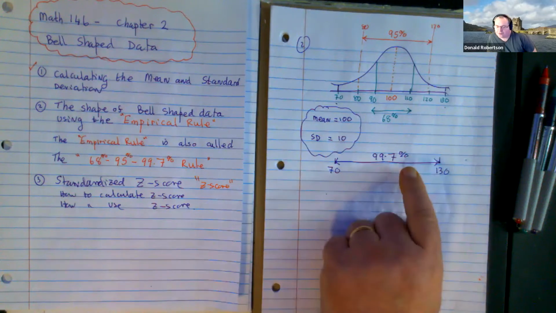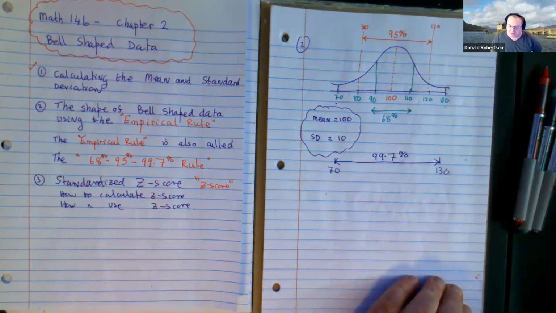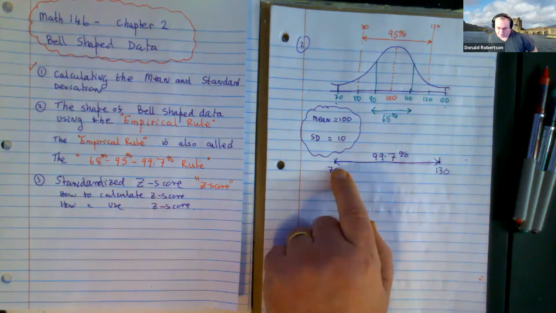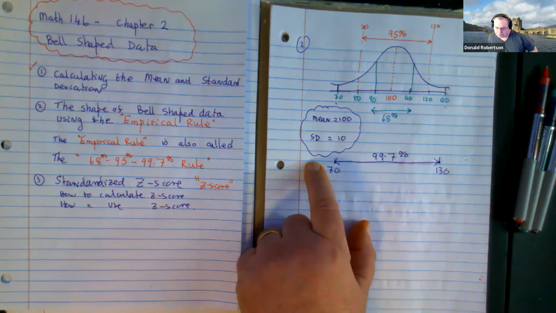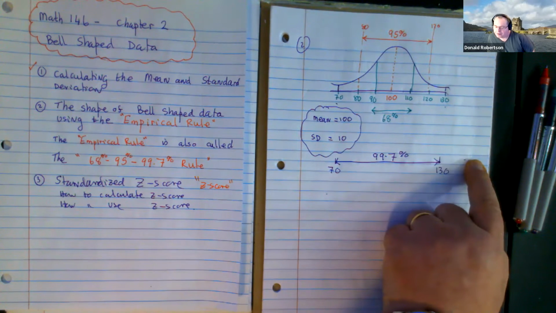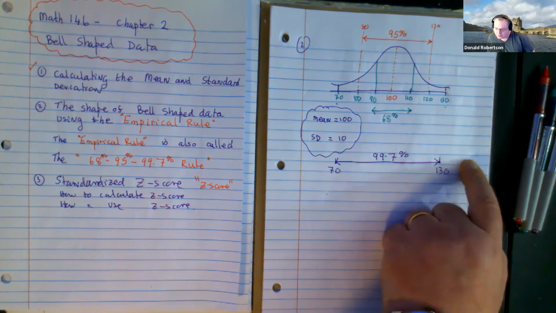Now, it's not 100%, because isn't there a little 0.3% left over? But isn't that for the outliers? So who would an outlier be? Somebody whose IQ was less than 70 would be an outlier, right? And somebody whose IQ was bigger than 130, right?